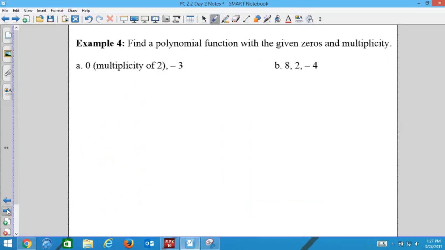All right, next. If you knew the zeros, could you write the equation? Here we know that one of the zeros is 0 with a multiplicity of 2, and the other zero is -3. What would the function look like?